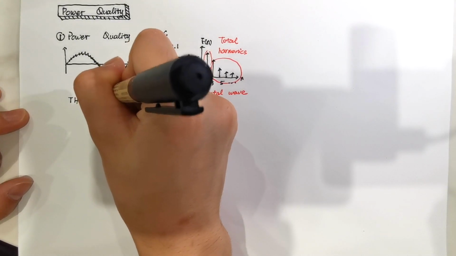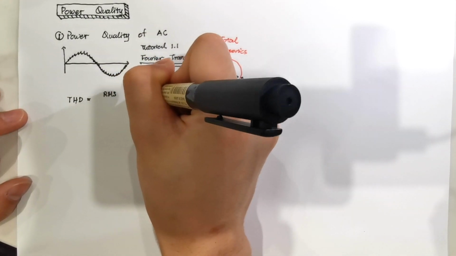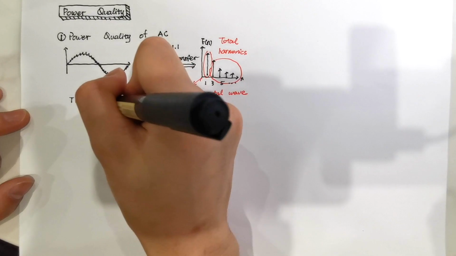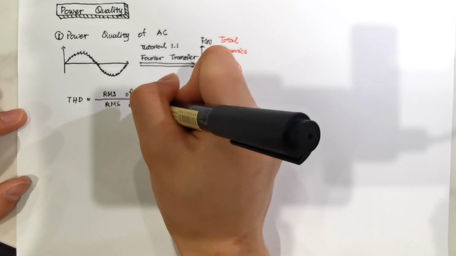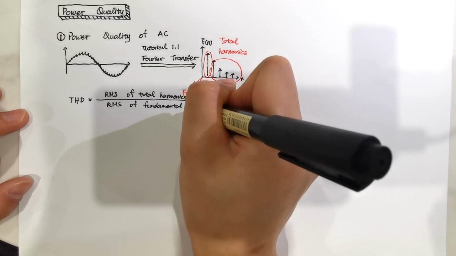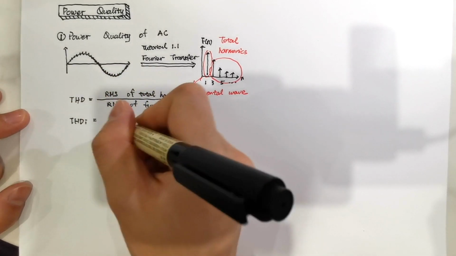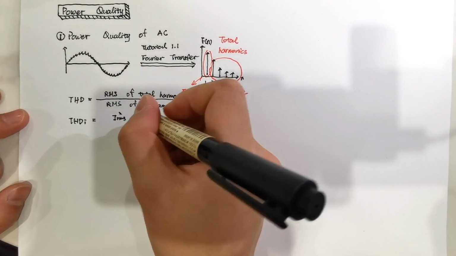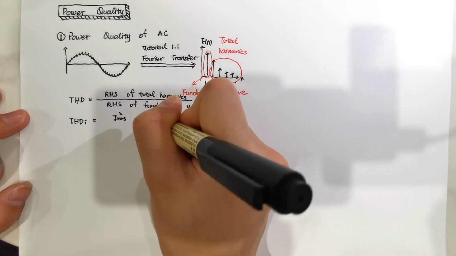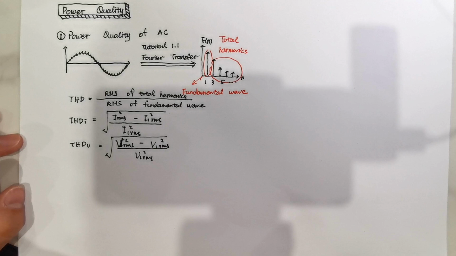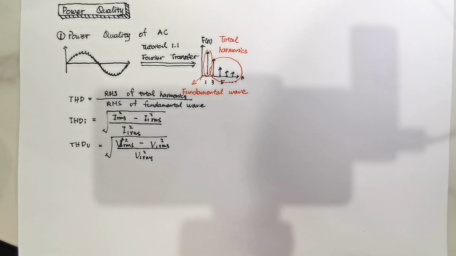Now we get the definition of total harmonic distortion, which is the RMS value of the total harmonics divided by the RMS value of the fundamental wave. So, for a perfect sinusoidal AC source, the THD is 0. Usually, it is very hard to calculate the RMS value of all harmonics. So, we use the total RMS value minus the fundamental wave to get the RMS value of the total harmonics. Both current and voltage can have harmonic distortion, so here we have total harmonic distortion for current, and also for voltage.